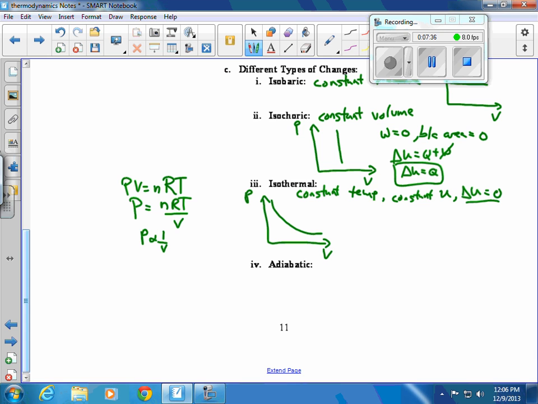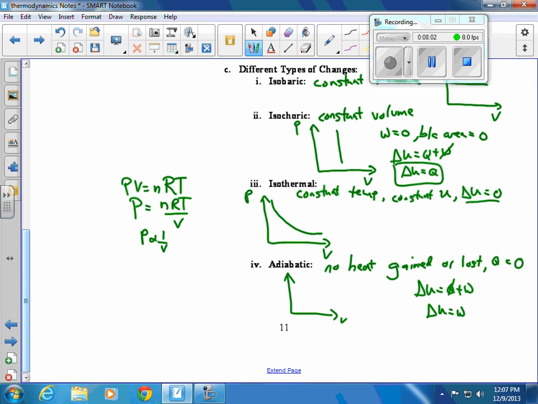The last one we need to know about is adiabatic. Adiabatic means no heat gained or lost by the system. That means Q equals 0. If I look at my delta U is Q plus W, if that's 0, I just get delta U equals W. And a graph of those looks kind of like this one. It turns out it's a little steeper, but you can't tell that just by eyeballing it. So, you should keep this stuff in mind, maybe use these notes as we're doing PV diagrams.